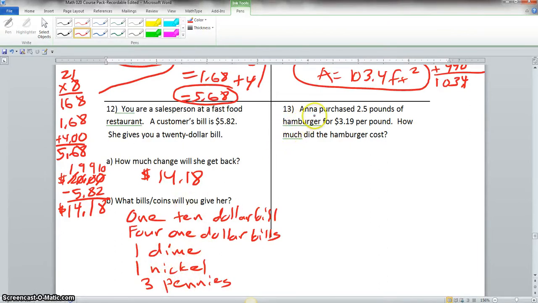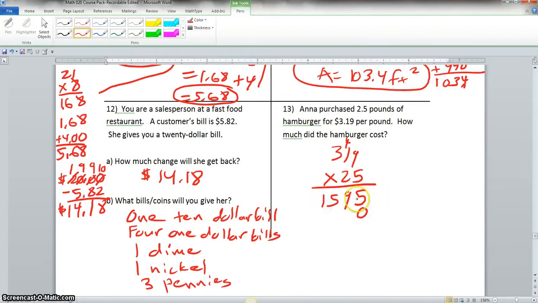Okay, now we come to 13. Anna purchased 2.5 pounds of hamburger for $3.19 per pound. How much did the hamburger cost? So we'll change 3.19 to 319, and we'll change our 2.5 to 25. 5 times 9 is 45. Bring down your 5, carry your 4. 5 times 1 is 5, plus 4 is 9. 5 times 3 is 15.